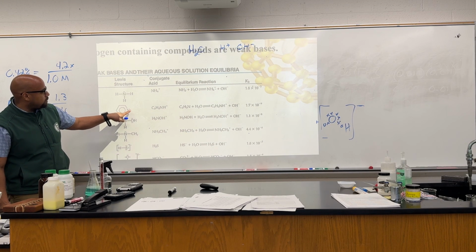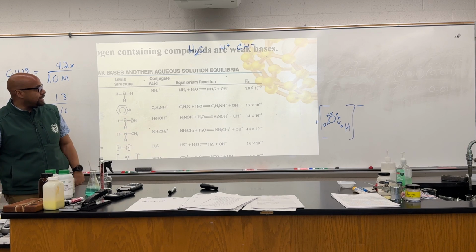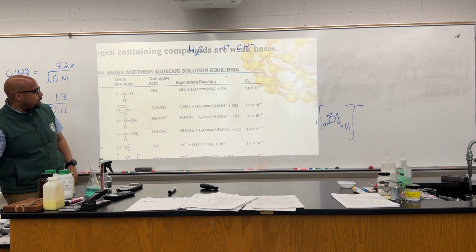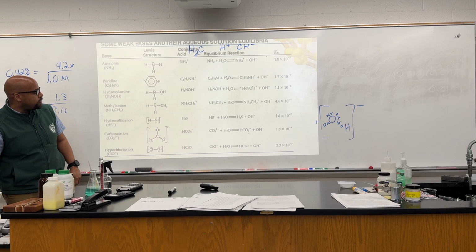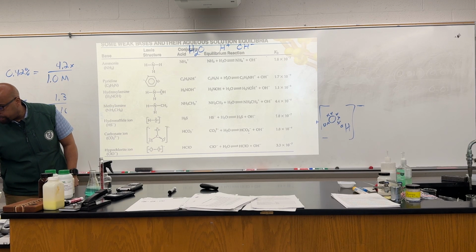Here goes pyridine with a lone pair of electrons, lone pair of electrons, lone pair of electrons. It doesn't have to only be nitrogen. We just need lone pair of electrons for the hydrogen cation to plop itself on from the actual water in this case. All right, here we go.